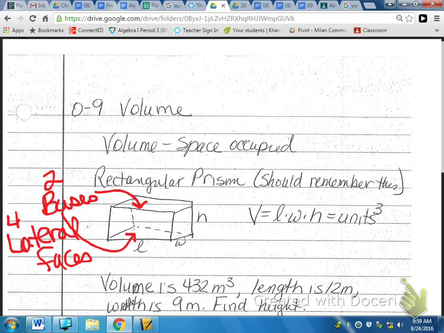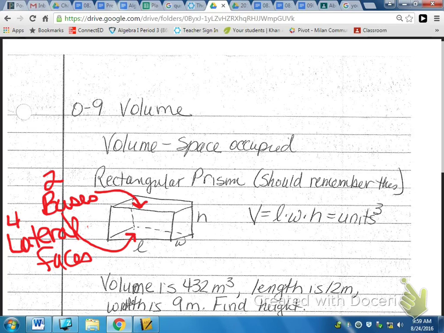Anyway, the volume of a rectangular prism would be length times width times height. So the length times width is that area of the base, that bottom rectangle. It's 2 dimensions. And then times how high it is. That gets the whole volume of the shape, how much space that would occupy.